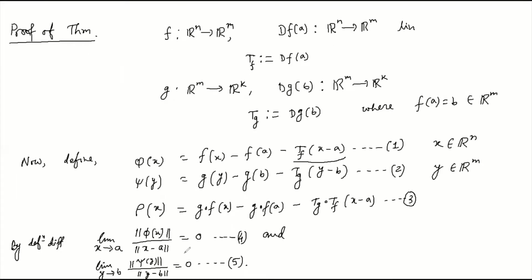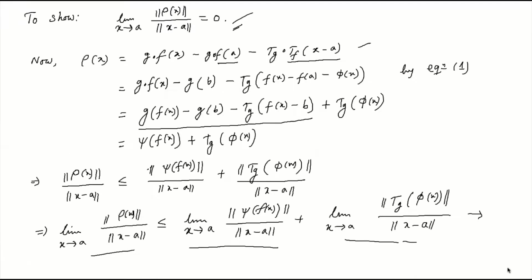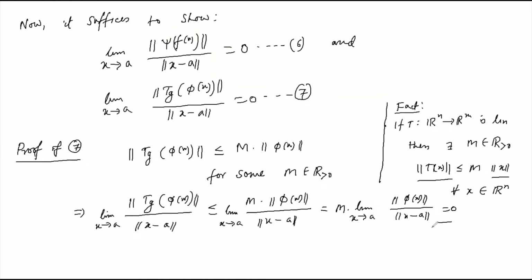Equation number 4 says that limit x tends to a, norm of phi of x over norm of x minus a, is equal to 0. So using equation number 4, this is equal to 0, and since this is non-negative, this must be 0, and this implies equation 7. So this is the proof of equation 7.